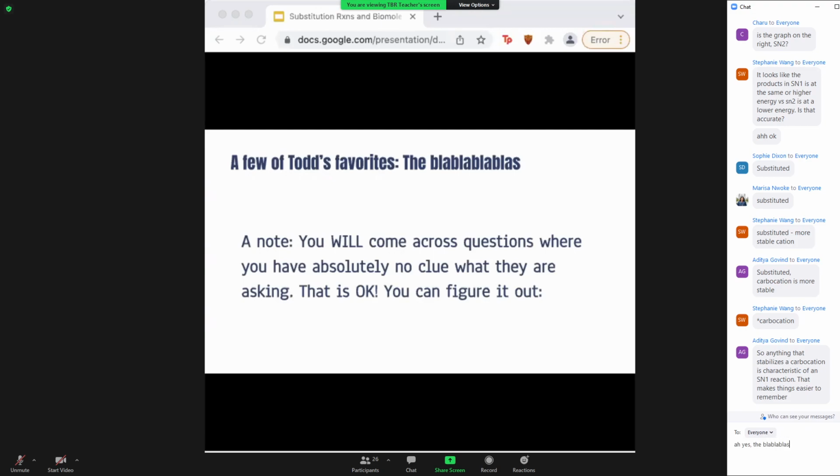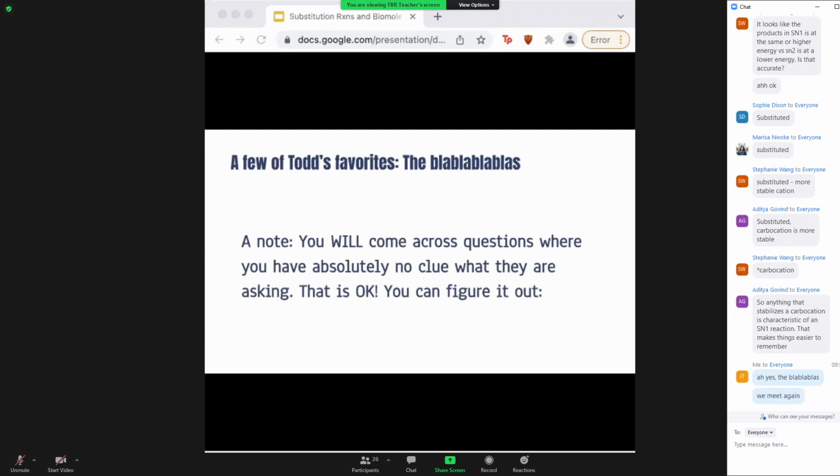And just a note about this, you are going to come across questions where you have absolutely no clue what they are asking. I remember feeling so confused sometimes, and especially when I first started the exam, I remember physically sweating because the first passage they gave me for Chem Phys was disgustingly difficult. I was like, I don't know what they are asking for any of these questions. I'm going to move on. And I came back and I used the skill and it helped me a lot. So we're going to go through a couple of blah, blah, blahs, as Todd calls them.